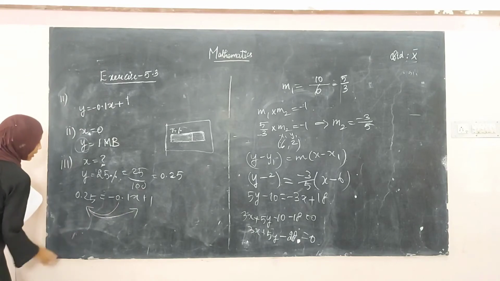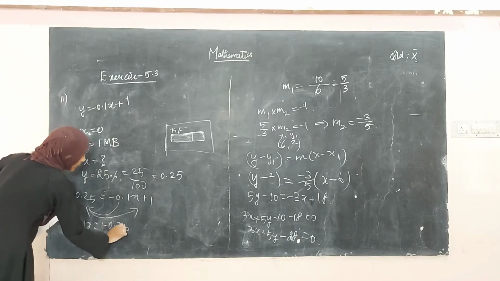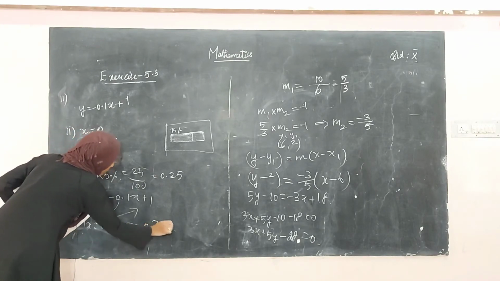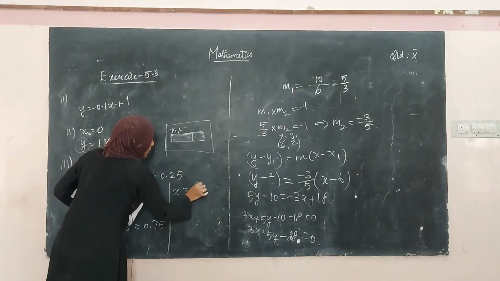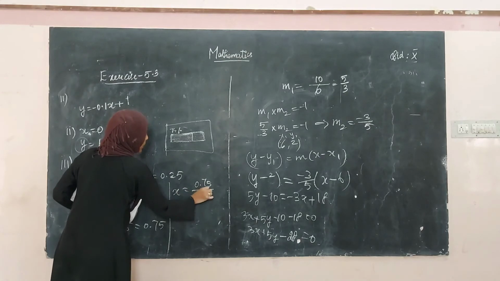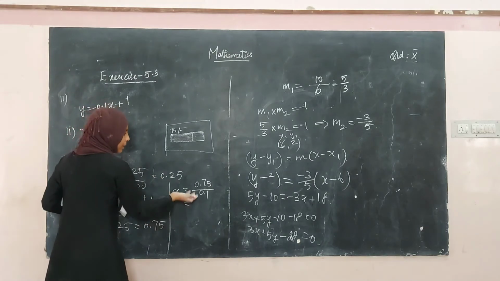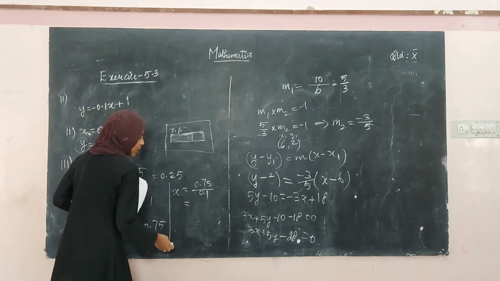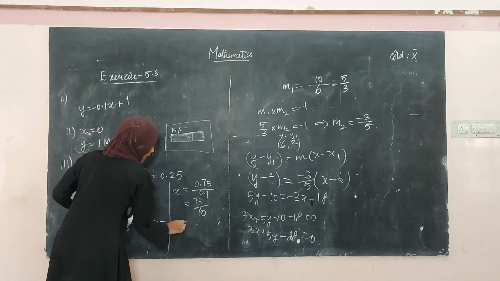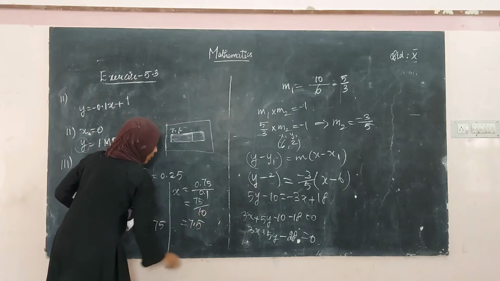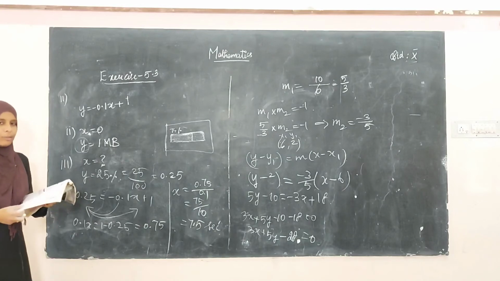So bring this 0.25 this side and this 1 that side. So, 0.1 into x is equal to 1 minus 0.25, which is 0.75. Bring this 0.1 this side. So, x is equal to 0.75 divided by 0.1. Multiply both numerator and denominator by 100. So, you will be getting 75 divided by 10. So, the answer is 7.5 seconds. So, 75% of the song will be downloaded after 7.5 seconds.